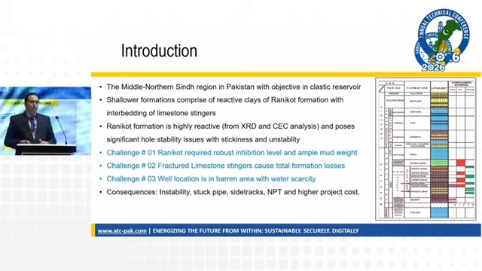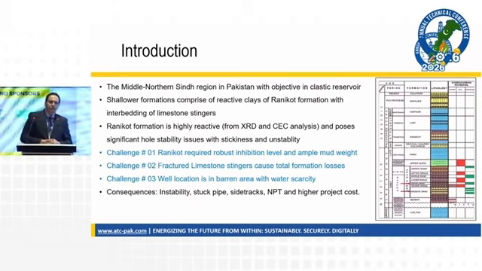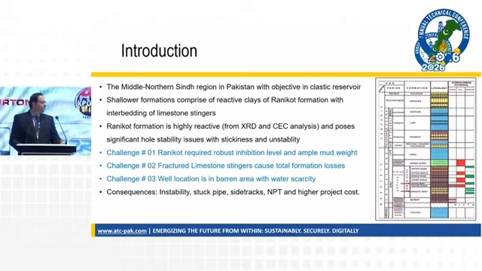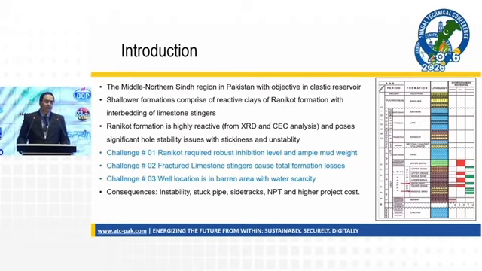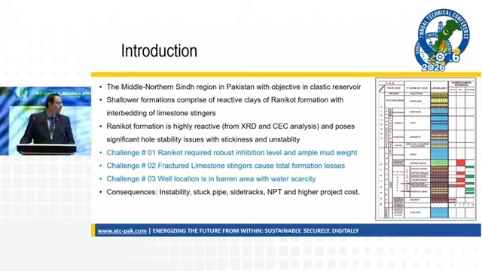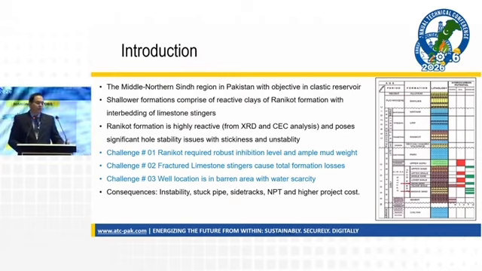So we have three challenges. Challenge number one: the problematic Ranikot formation, which needs a robust inhibition level. The second challenge is a limestone stringer in the Ranikot formation, which possesses severe and total losses. And the third challenge is that the well is located in a very barren area of Sindh, in the deserts of Kharapur, which has water scarcity. The consequences: hole instability, stuck pipe events, NPT, and higher project cost.